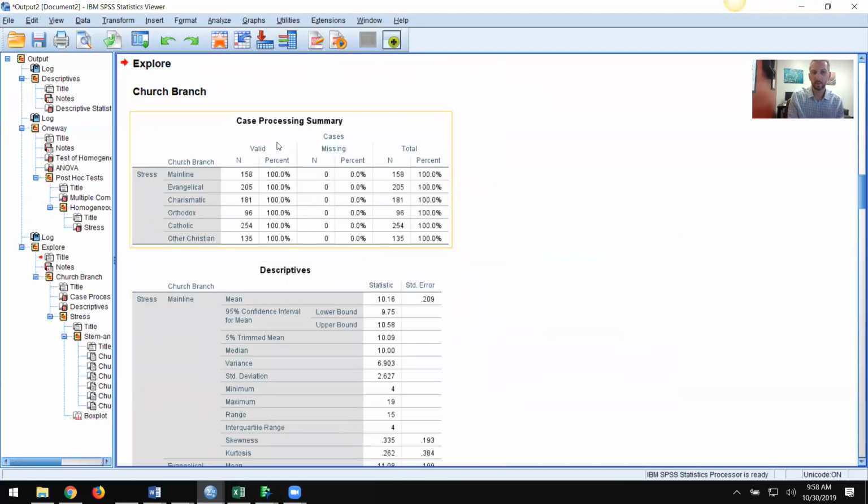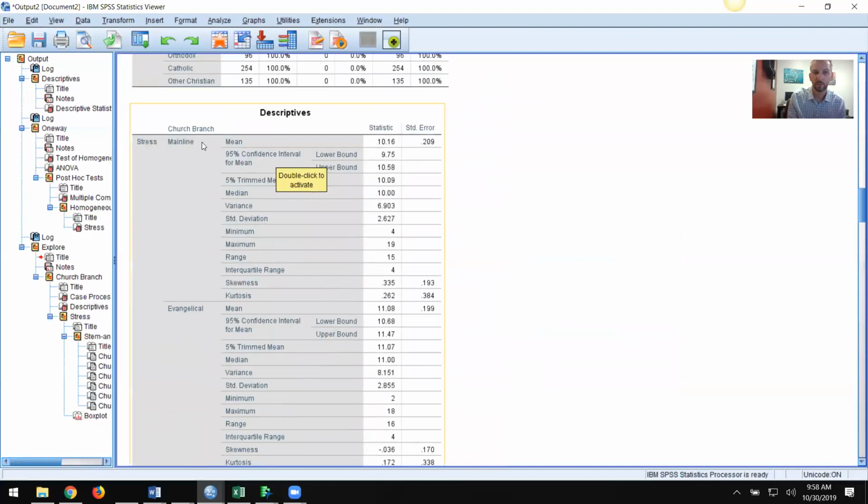And then this will provide you with some values. The value for the mean for stress among the mainline Christians is 10.16. The standard deviation for the mainline Christians on stress is 2.627. Just to point out, sometimes people get confused. This number over here is the standard error. It's different from the standard deviation, so this is not what you're reporting.